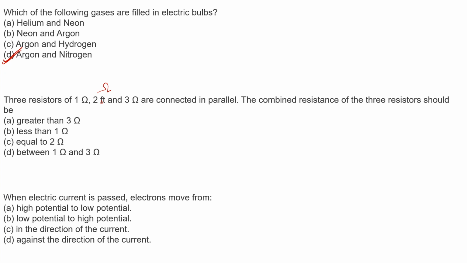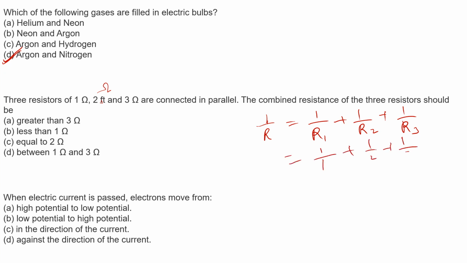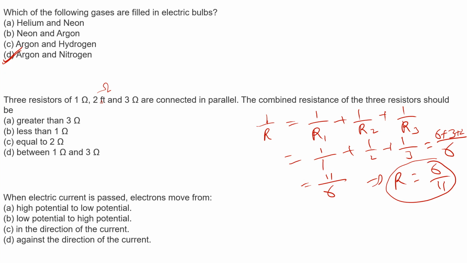So you should use the relation for the parallel configuration, that is 1/R, where R is the net effective resistance, equals 1/R1 plus 1/R2 plus 1/R3, right? So we can write 1/1 plus 1/2 plus 1/3. From here you can take the LCM equal to 6 and calculate further. Then we find that it comes to 11/6, right? It gives us R equal to 6 divided by 11. 6 divided by 11 is less than 1 ohm, right?